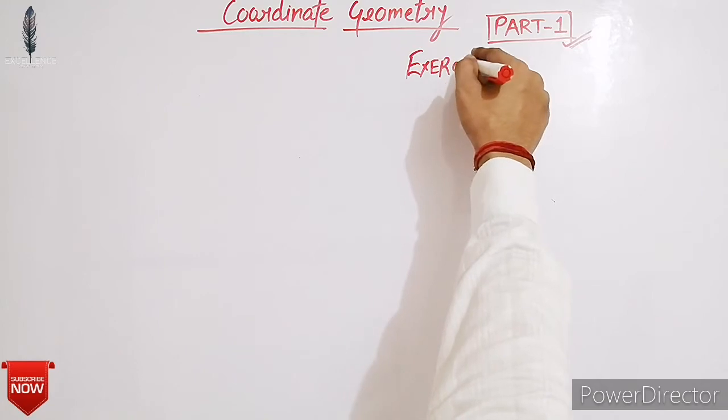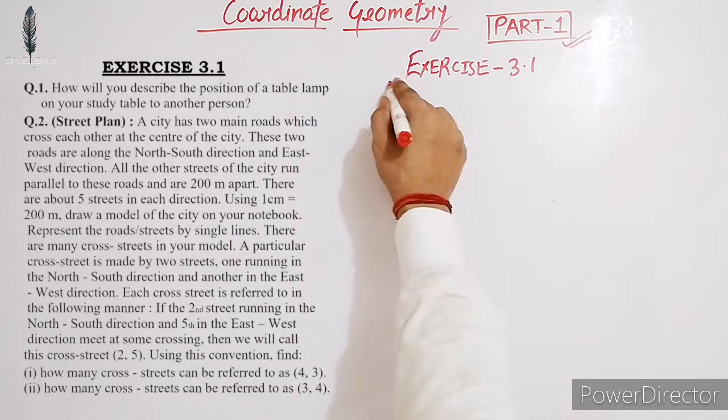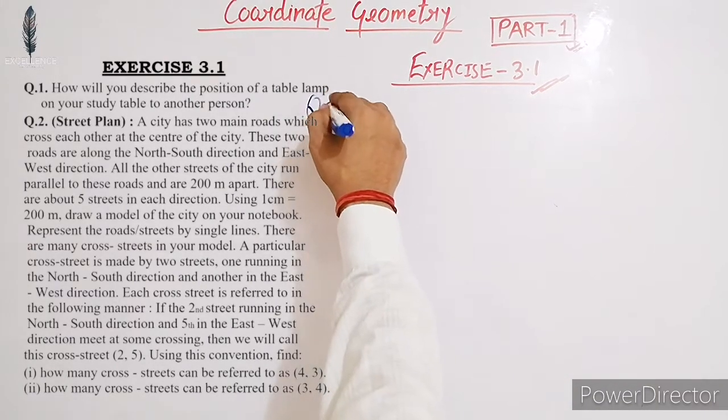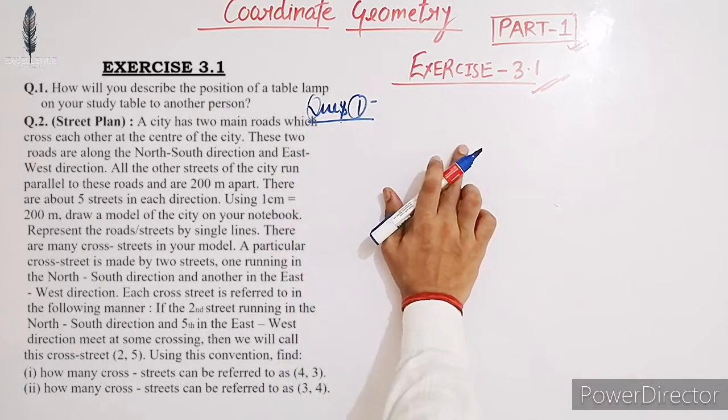Exercise 3.1. Let's see the first question of this exercise. Question number 1. How will you describe the position of a table lamp on your study table to another person?